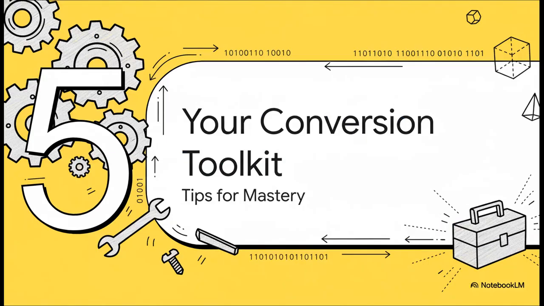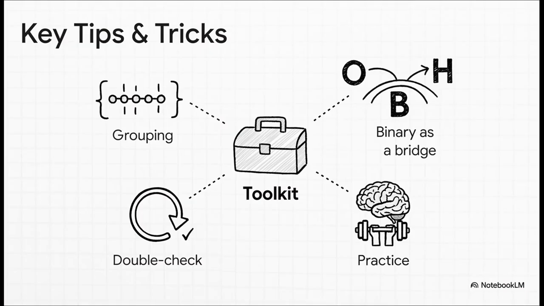All right, we have covered a lot of ground, so let's consolidate everything we've learned into a simple toolkit you can use to really master these conversions. So let's lock in these key tips and tricks. First, that grouping trick we just talked about, that's your best friend. Use groups of 3 for octal, 4 for hex. It's a lifesaver. Second, if you ever need to convert between octal and hex, don't try to do it directly. It's a trap. Always use binary as the middle step, the bridge.